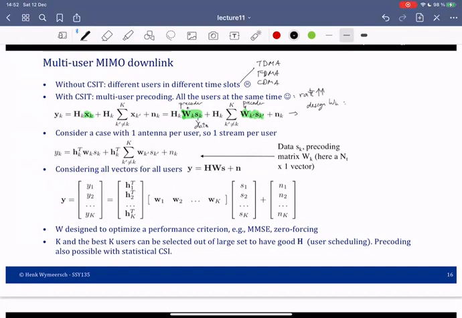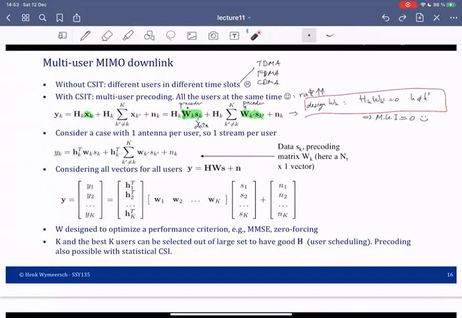W_k such that H_k W_k' is equal to 0 when k is different from k'. So that's really what we want to do. And if we are able to do that, that would imply that the multi-user interference is equal to 0. So then user k does not need to worry about this term, and it will go away.